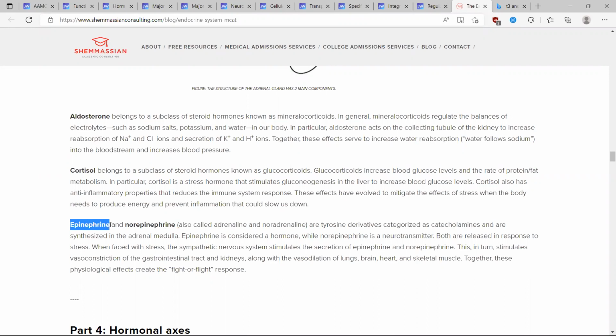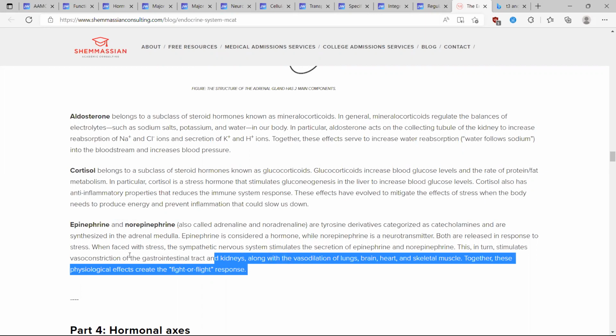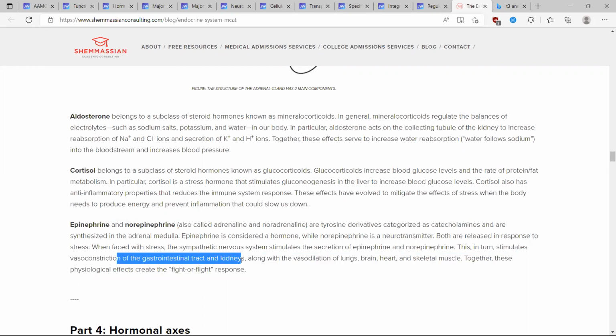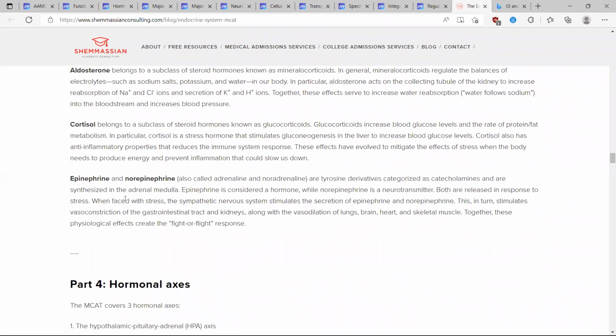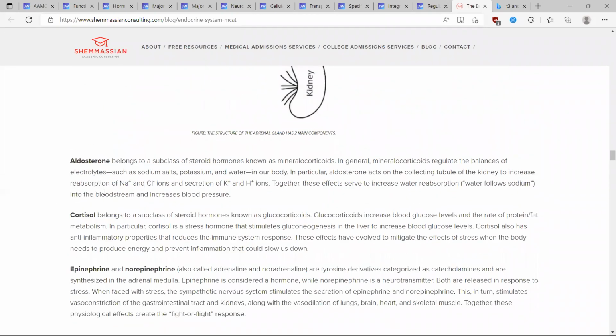And in response, it will release this epinephrine. And this epinephrine is going to do everything. It's going to shut down our digestion, right? It's going to say, okay, let's stop digesting. Let's put that energy into vasodilation of our brains or our lungs so that we can breathe fast and we can get moving, right? So that's a big response.